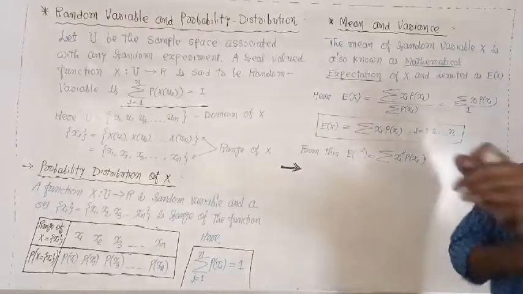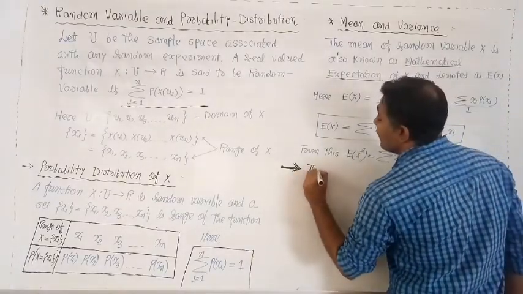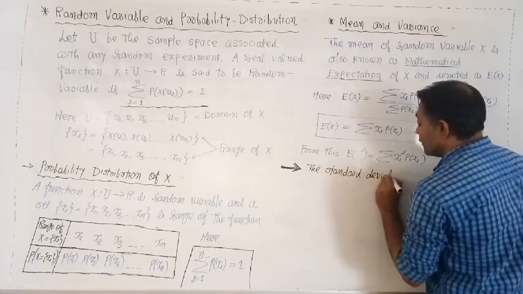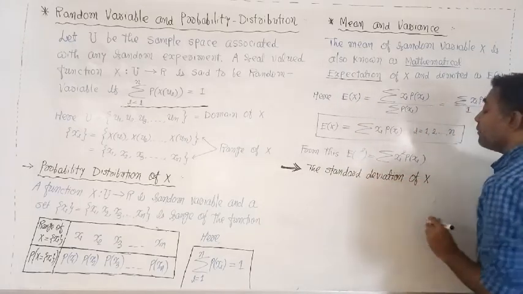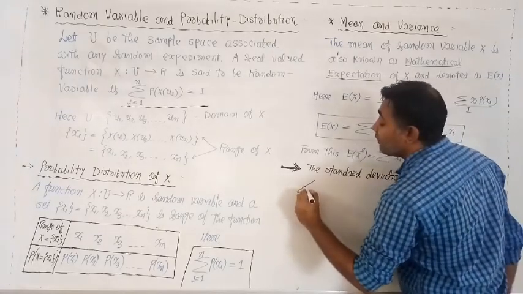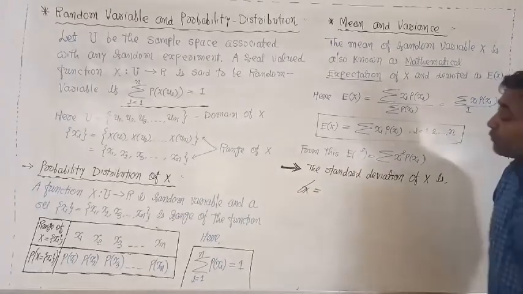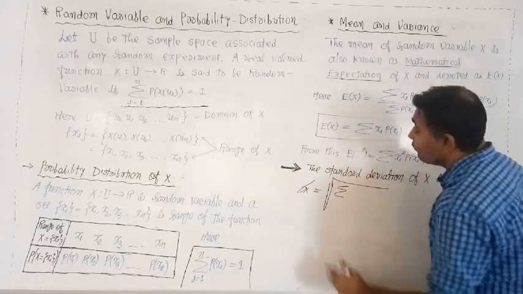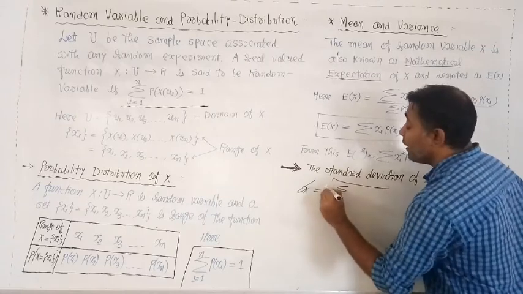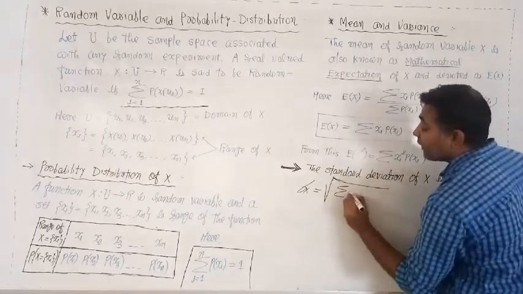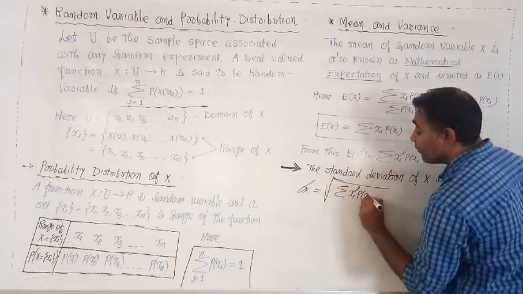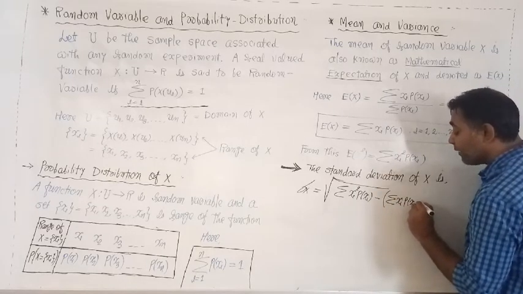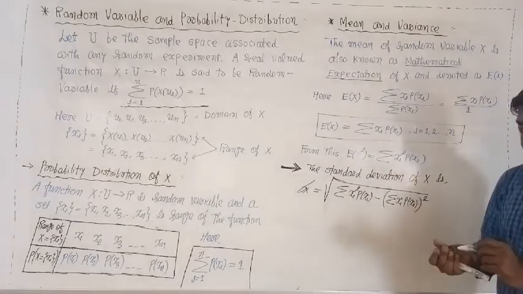Actually it is known as standard deviation also. So the standard deviation of random variable X, you know that we may define as sigma x or SD of x also. That is sigma fi xi square upon n. But n is 1, so sigma fi xi square. So here we may write fi as p(xi), so sigma xi square p(xi) minus sigma xi p(xi) the whole square.